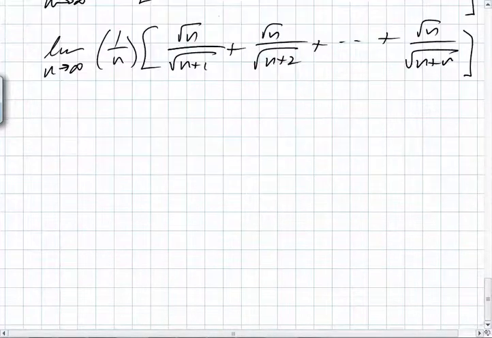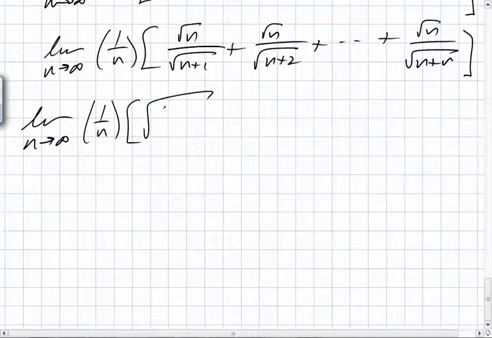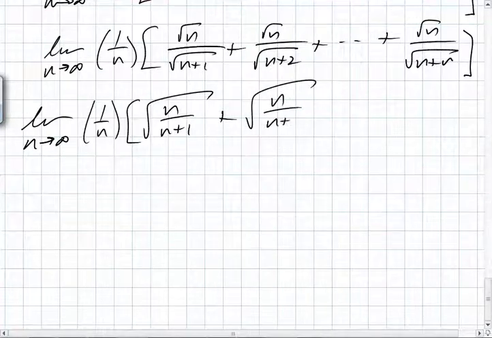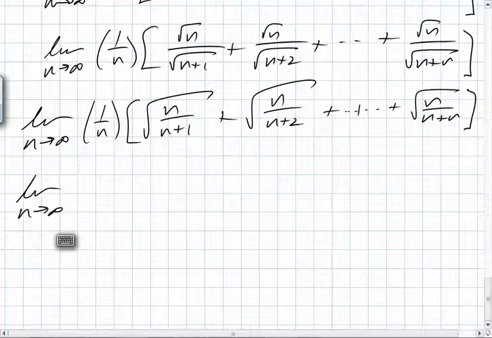You with me so far? So let's combine some stuff. The limit as n goes to infinity of 1 over n times the square root of n over n plus 1, plus the square root of n over n plus 2, plus all the way to the square root of n over n plus n, of 1 over n bracket.